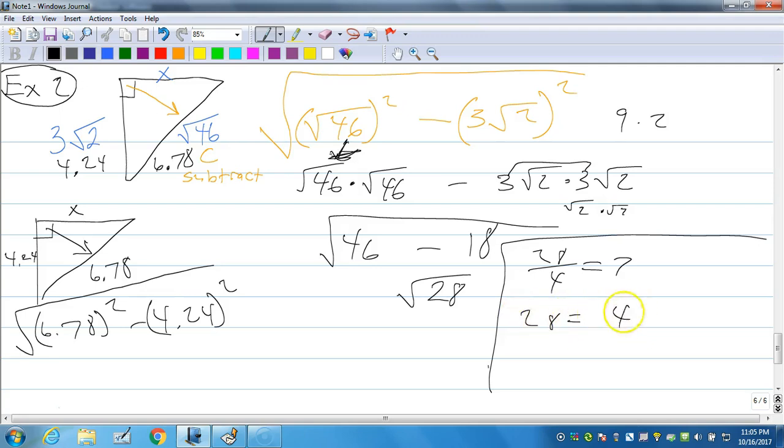So 28 is equal to 4 times 7. Add the square roots. The square root of 4. You can take the square root of 4. That gives you 2. Square root of 4 is 2. Bring the square root of 7 with you. That is the answer. 2 square root of 7.